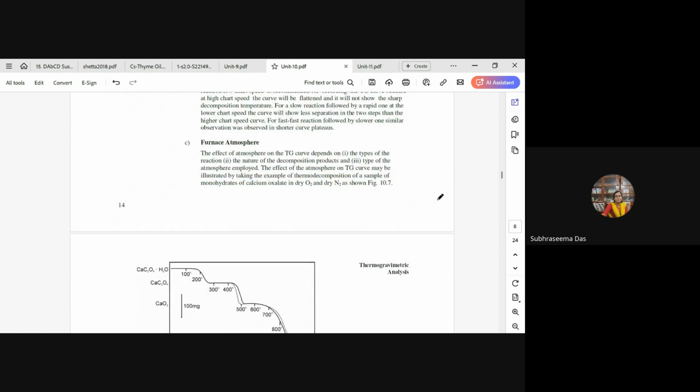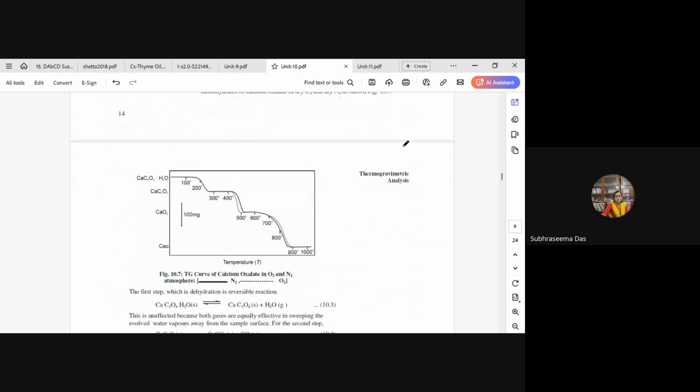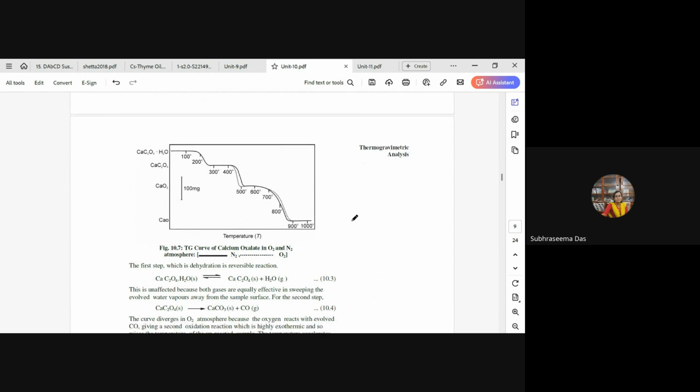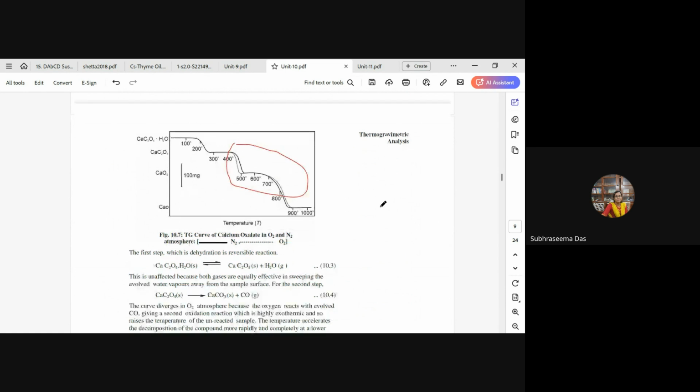The effect of atmosphere on the TG curve depends on the type of reaction, the nature of the decomposition products, and the type of atmosphere employed. The effect of the atmosphere on the TG curve may be illustrated by taking the example of thermal decomposition of a sample of calcium oxalate monohydrate in dry O2 and N2, as shown in figure 10.7. So the curve of calcium oxalate in O2 and N2 atmosphere has been shown here. The bold line is for nitrogen atmosphere, and the dotted line represents oxygen atmosphere.